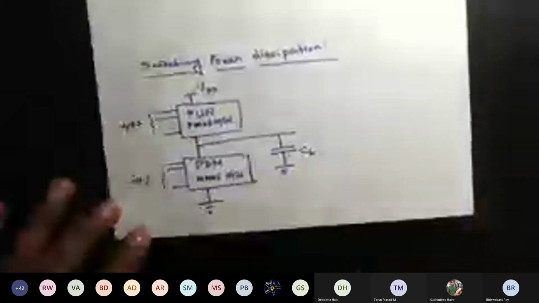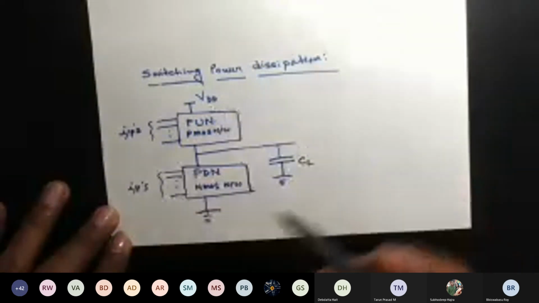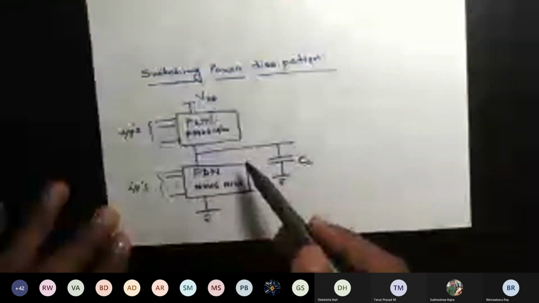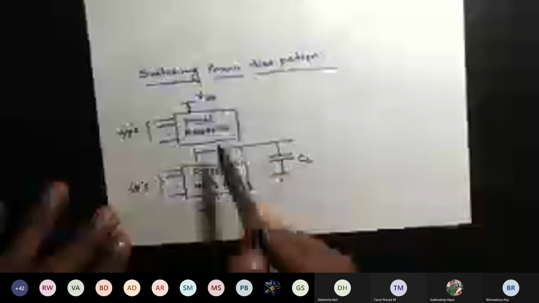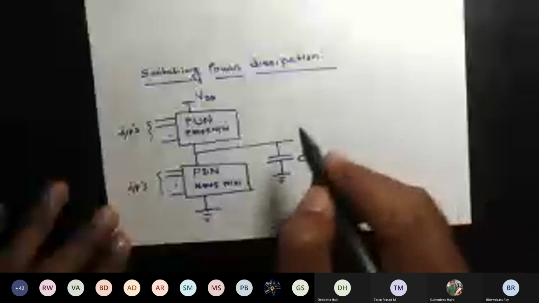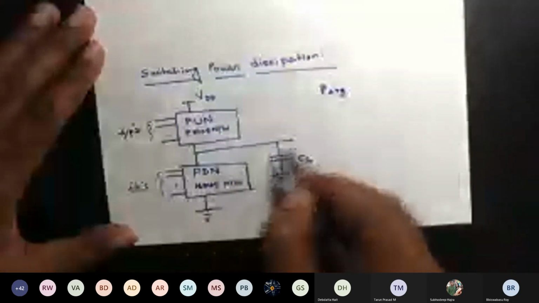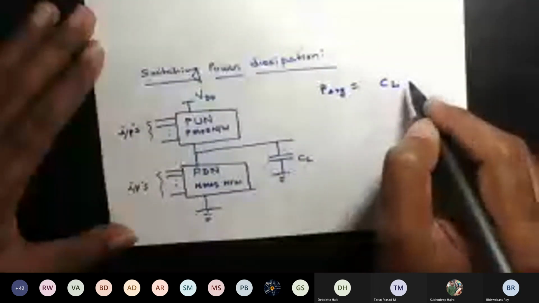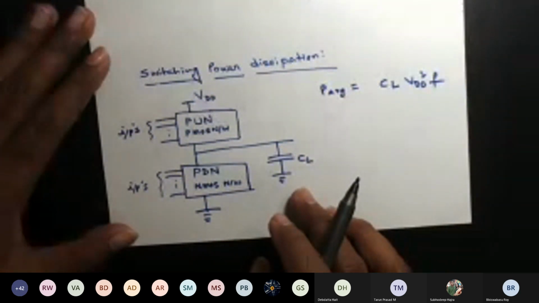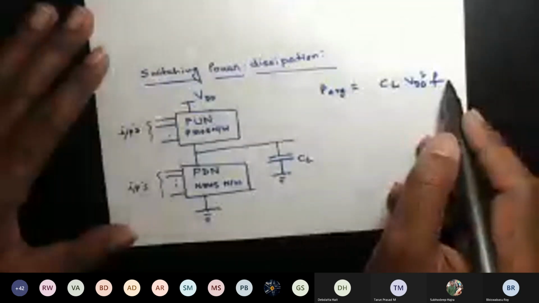If you see the switching power dissipation in an IC, this is what a typical CMOS gate or CMOS logic looks like. You have VDD, the pull-up network, the pull-down network, the inputs, and this is the output. The average power delivered here is written as CL VDD square into A. This is the switching power dissipation. We have already covered this during the CMOS power dissipation part.